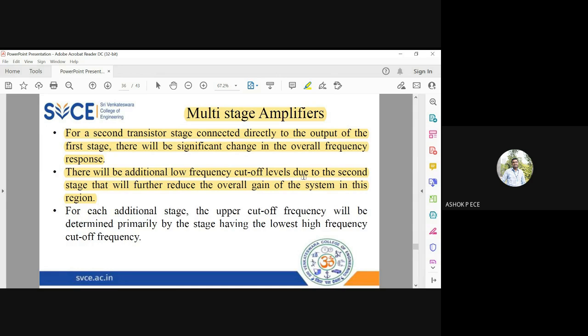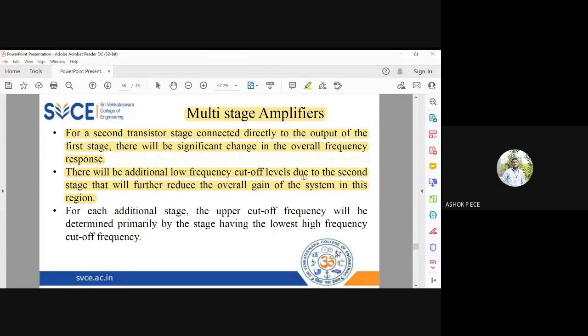So if your first amplifier has a gain of A1, and the second amplifier has a gain of A2, remember, this mistake is made by students commonly. When you are going to connect two amplifiers in cascade, the gain will be multiplied. So it is not A1 plus A2, it is going to be A1 into A2. So the gain is multiplied, which means the gain is going to increase.